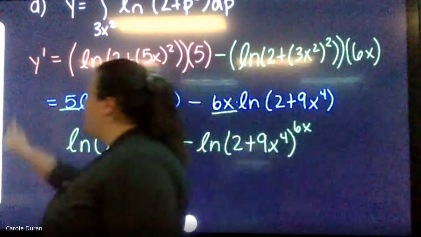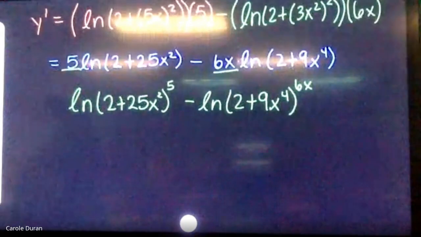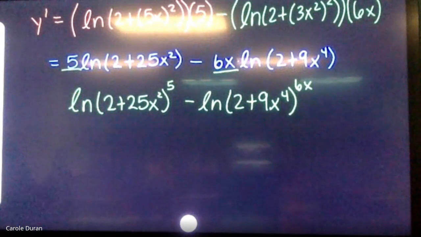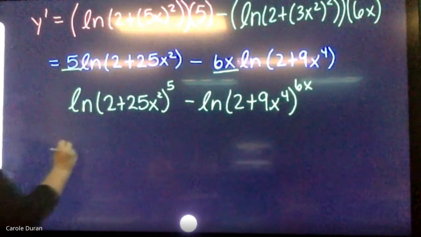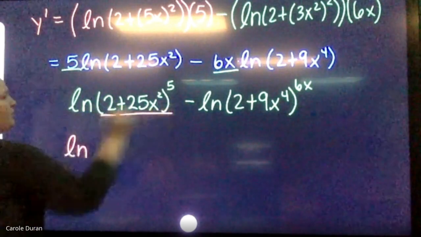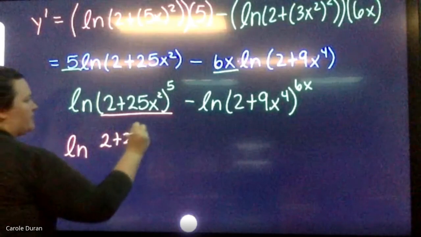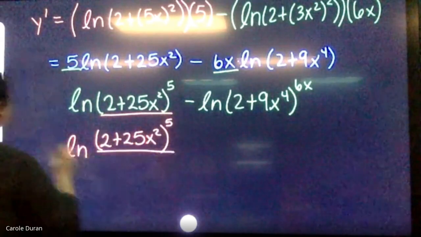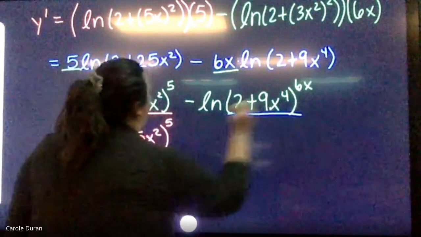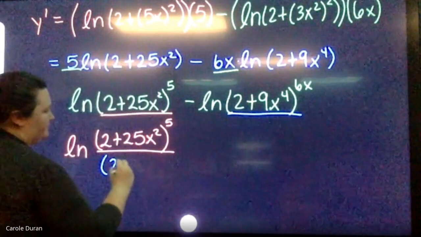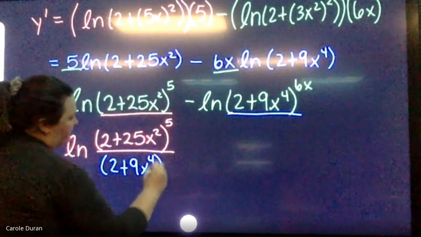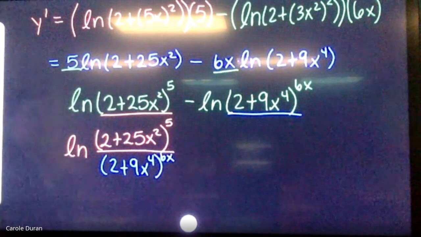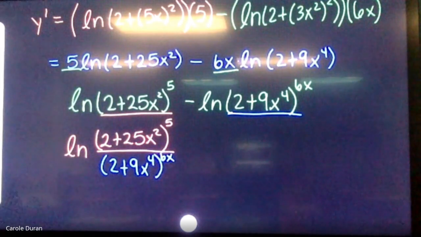The last simplification says if I'm subtracting 2 logs, that can be rewritten as division inside of 1 log. So this becomes a natural log of, this one is my numerator, so 2 plus 25x squared to the 5th, divided by, and then that one is my denominator. And then we're done. This is real. And then we have one example left and then we're finished.